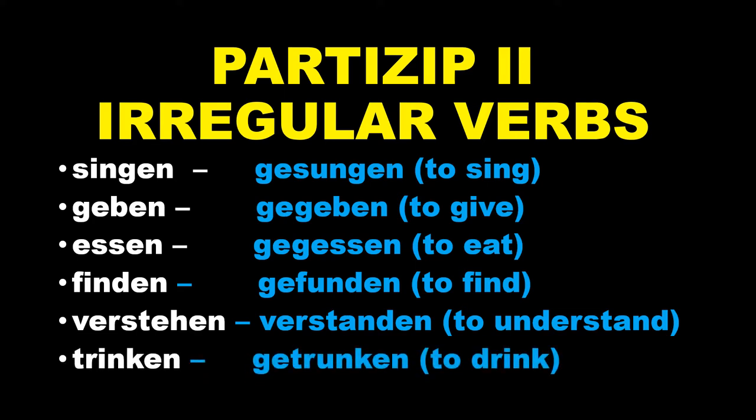Next verb is trinken. The participle I form will be getrunken, to drink. Singen, geben, essen, finden, verstehen, trinken. The words are quite clear and quite similar to English as well, so you can understand their meaning, but how to make the participle I form, that you have to learn. So once again, along with me: singen, gesungen; geben, gegeben; essen, gegessen; finden, gefunden; verstehen, verstanden; trinken, getrunken. Very good. Let's go ahead.